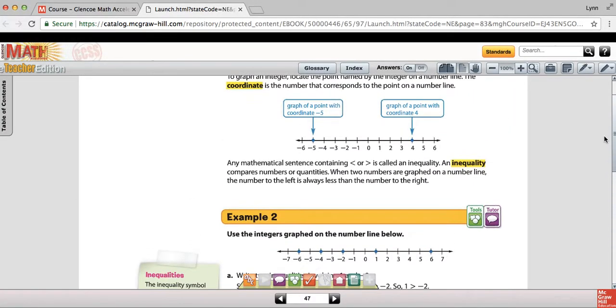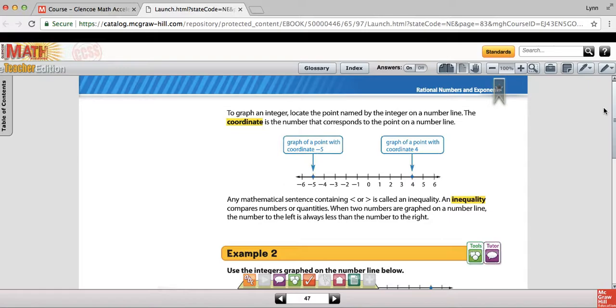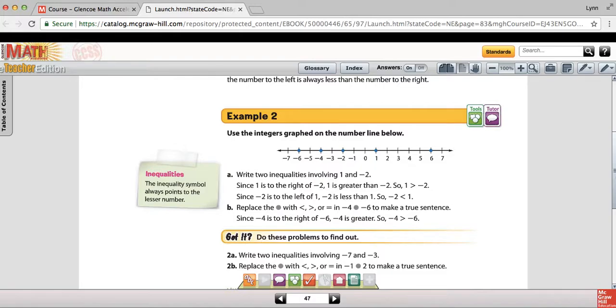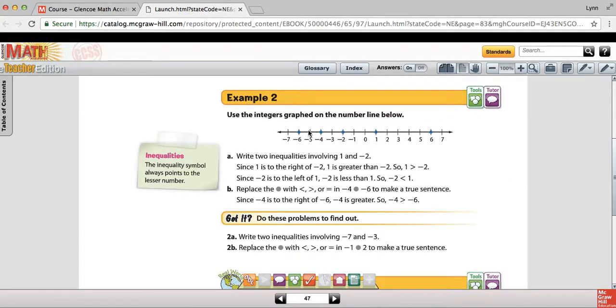For example 2, we're talking about graphing an integer on a number line. And so a number line just shows you where integers fall, to the left or to the right of 0. And we're also talking about writing inequalities using the number line. So in the case of the example here, example A says write 2 inequalities using 1 and negative 2. Well, on the number line, here's 1 and here's negative 2. So one way you could do that is say 1 is greater than negative 2, or you could say negative 2 is less than 1.